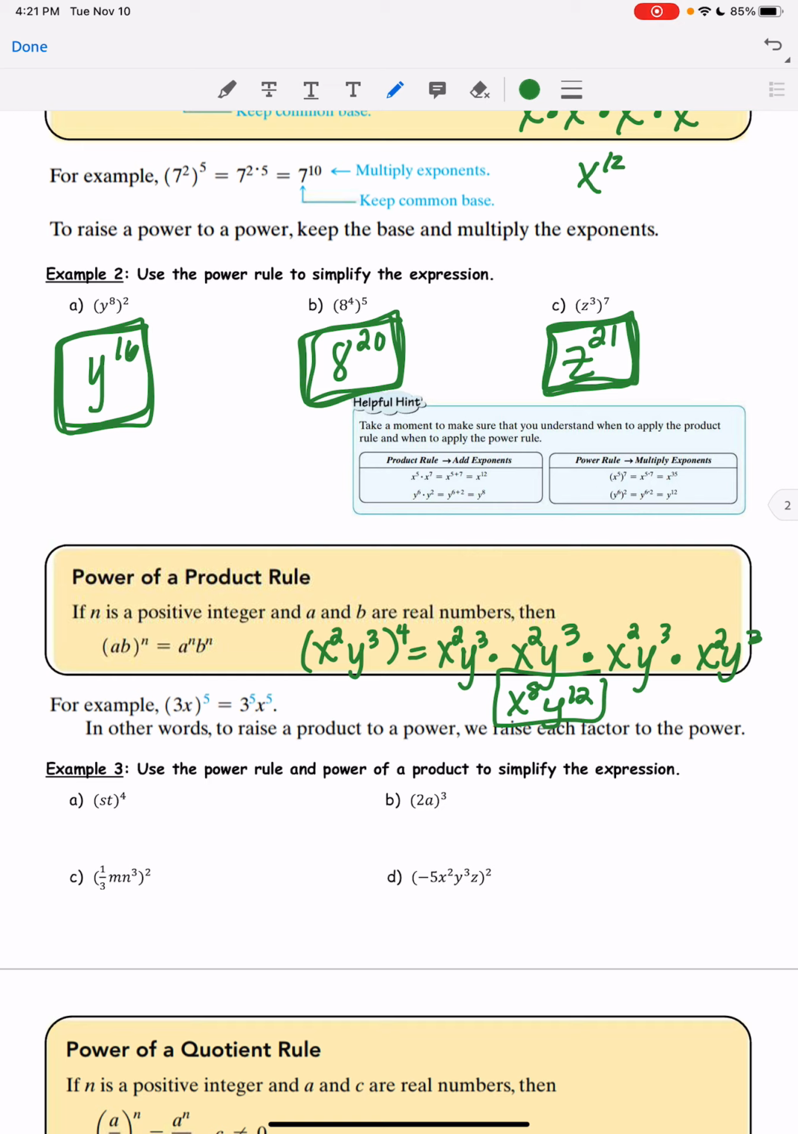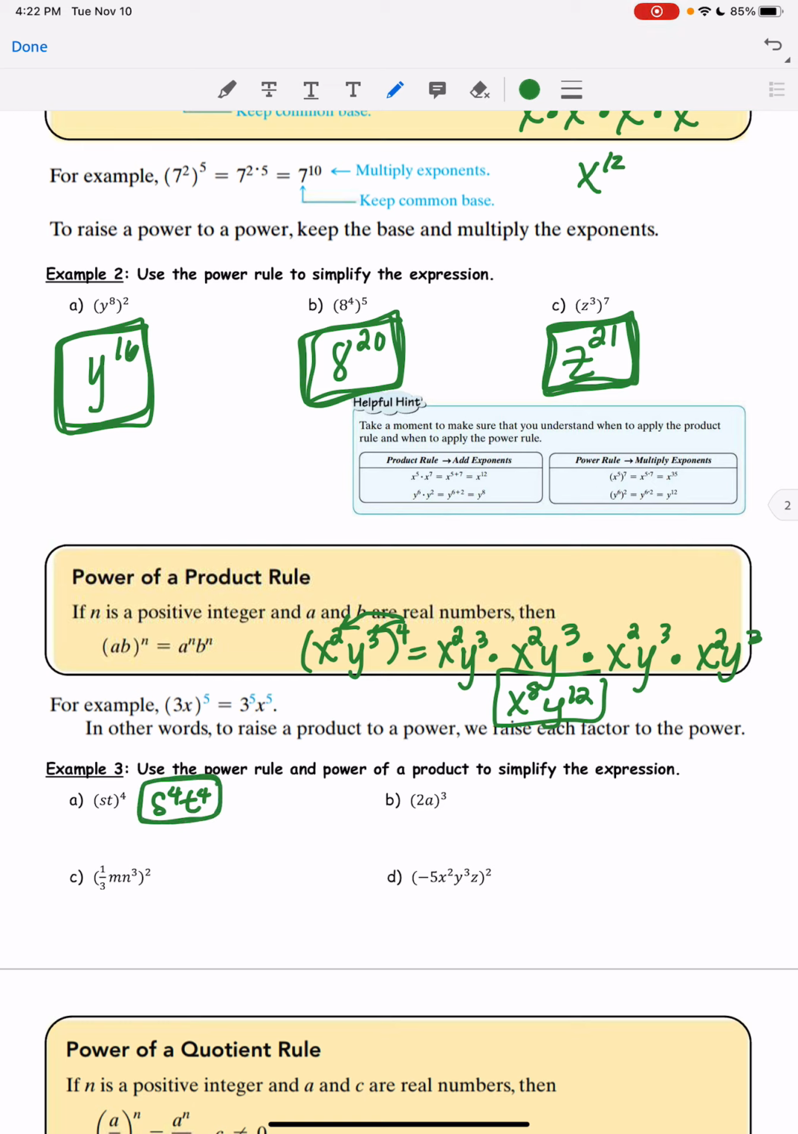So what could we have done? We could have done 2 times 4 and 3 times 4. I hope you agree that's a lot faster. You have another example of that right here. Example 3 says use the power rule and the power of product rule to simplify the expression. So st all to the 4th means that's s to the 4th, t to the 4th. It's that simple.